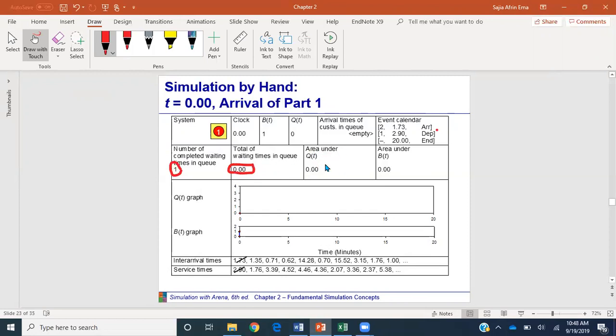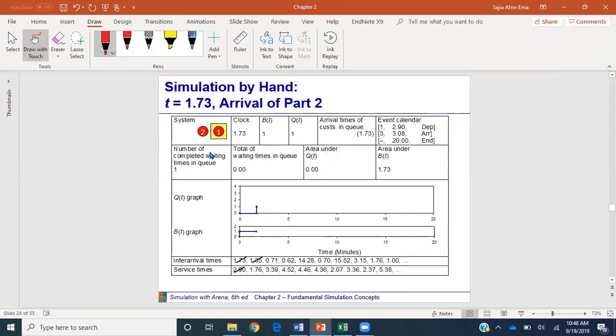Area under QT graph is 0 because it's still here. See the red dot? It's still here. Area under BT graph, it's still 0. Though it increased to 1, there is no area under it, right? We'll see it will eventually move on the right hand side. And then over here, it just ticks off what's coming next. Okay, next one.